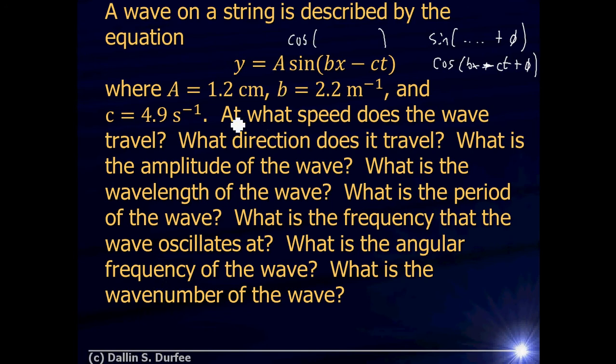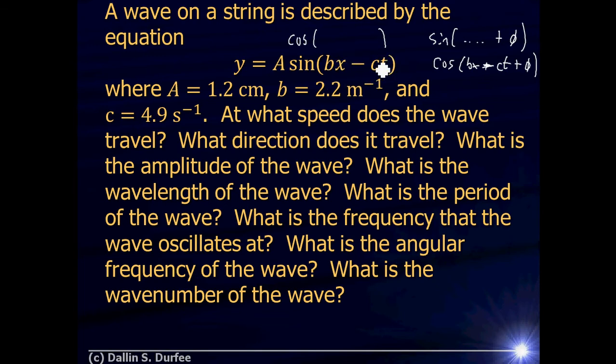The first thing we want to know is what speed does the wave travel and what direction does it travel? Once again, it has to do with the sign right here. As time goes up, if I want to follow a point on the wave, if I want to follow a maximum of my sine wave or a minimum of my sine wave, that's a point. If I wanted to follow the minimum at 0 when time is equal to 0 and see how it moves with time, I want to keep this argument 0.